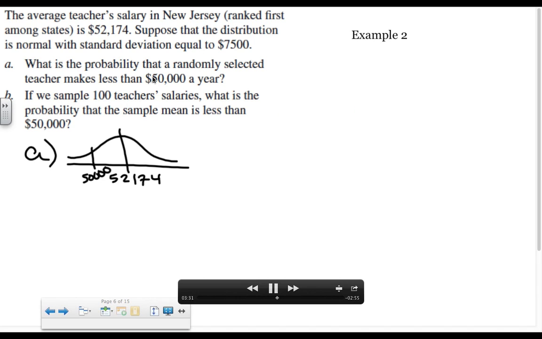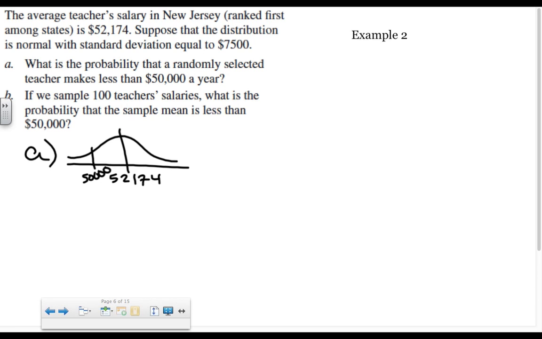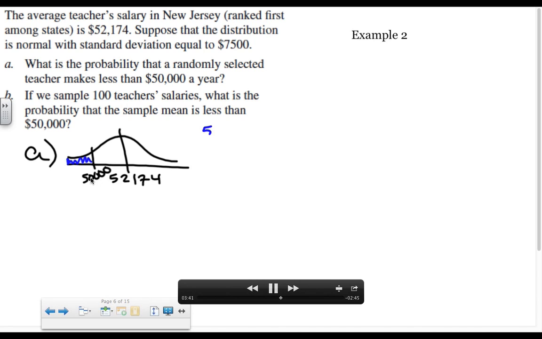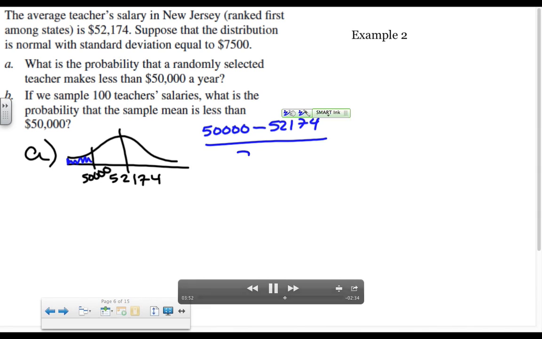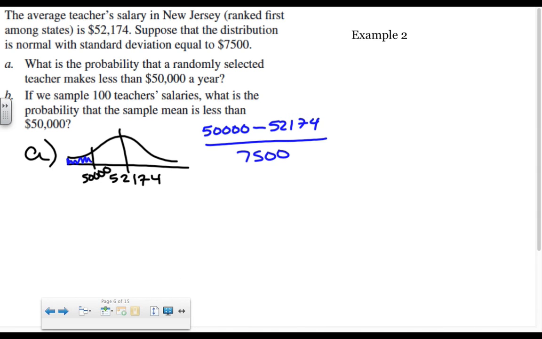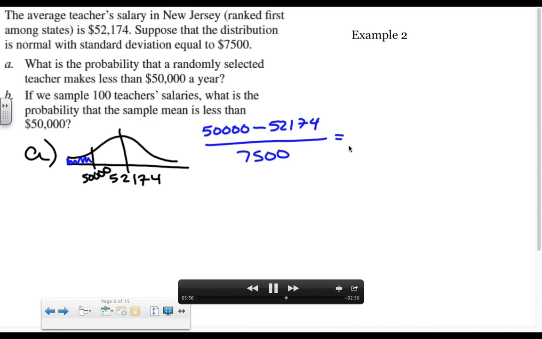So when we use the formula, we don't divide by the square root of n because we don't have a number of data for it. So in here we do less than 50,000. So we do 50,000 minus the mean, 52,174. We try to get our z-score, divided by the standard deviation, 7,500, is going to equal negative 0.2898.